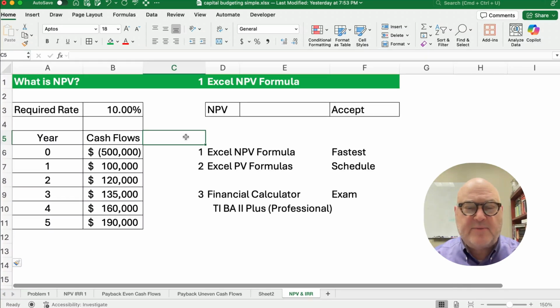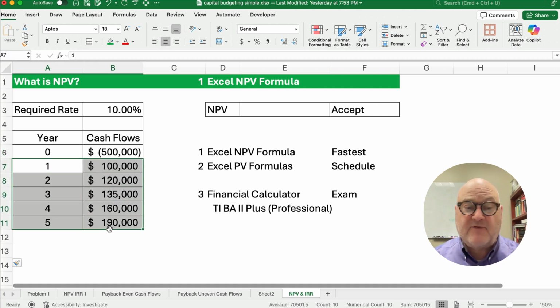What is net present value? How do you calculate it, and why is it important? What is net present value? Net present value is you have an initial investment and then you have cash flows over several years.